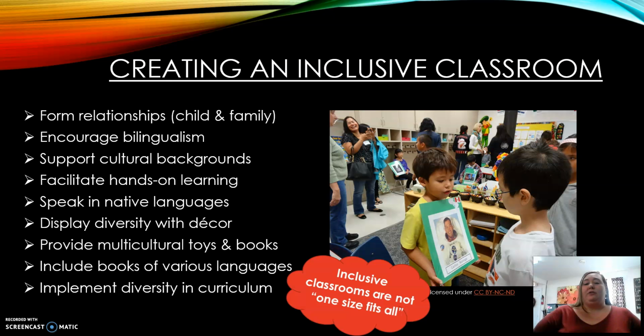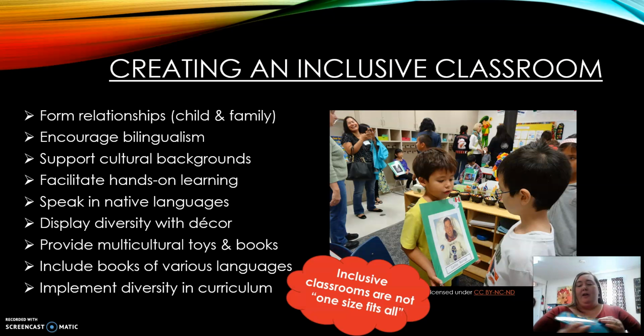Provide multicultural toys and books. Lots of stores are able to provide you with opportunities to purchase toys of multiple cultures. For example, at Dollar Tree, I was able to purchase these two dolls of different cultures. At Walmart, at Dollar General, there are multiple places where you can buy diverse toys and activities. It's also important to find books that will allow children to understand more about including people from different cultures.